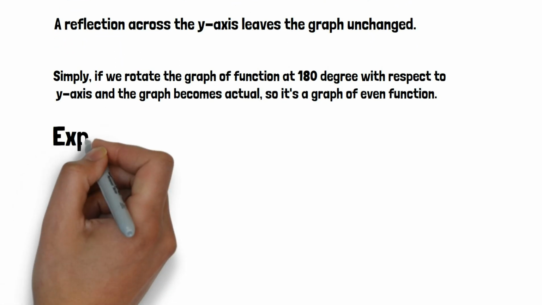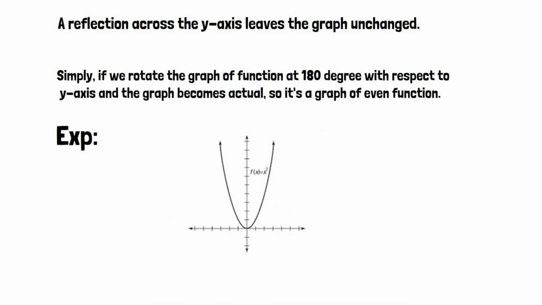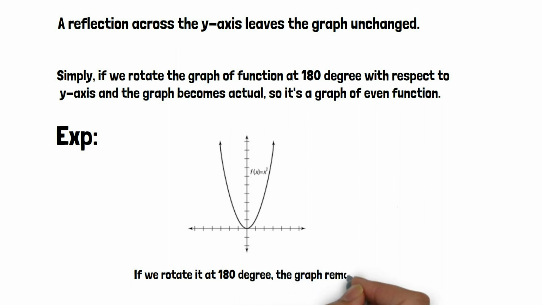For example, as you know, f of x is equal to x square is an even function, and you can see the graph of it. If we rotate this graph 180 degrees with respect to the y-axis, the graph remains the same, and even functions are always symmetric about the y-axis.